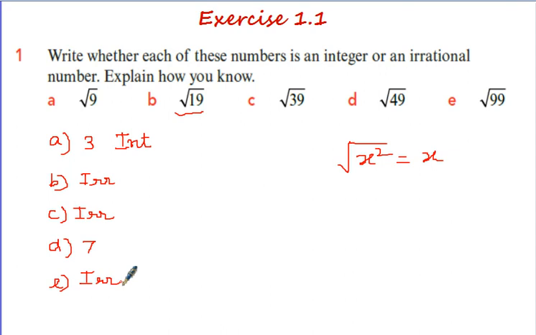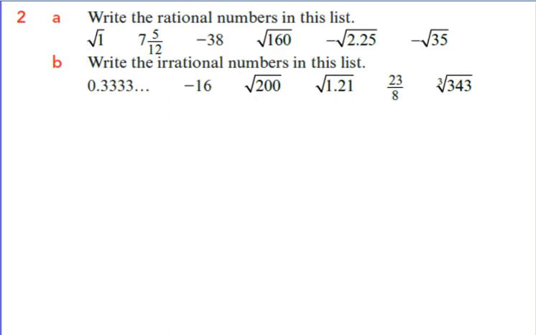Now learners may feel 99 is 9 into 11, so 3 may come out, 3 root 11, again it is a surd. So don't get confused. If there are prime factors, something remaining inside is irrational only. Let us move further. Here they are asking again, write the numbers in this list which are rational. So if we go with the A part, root 1 can be said 1. So it is very well rational.